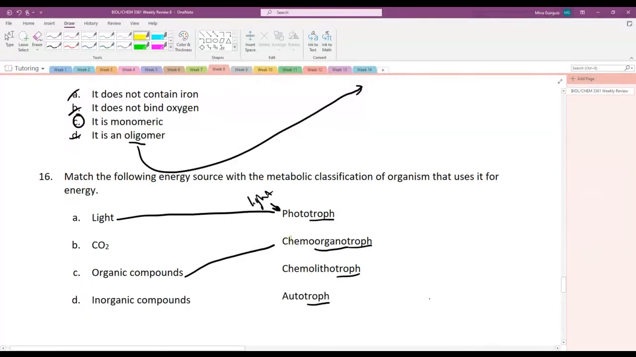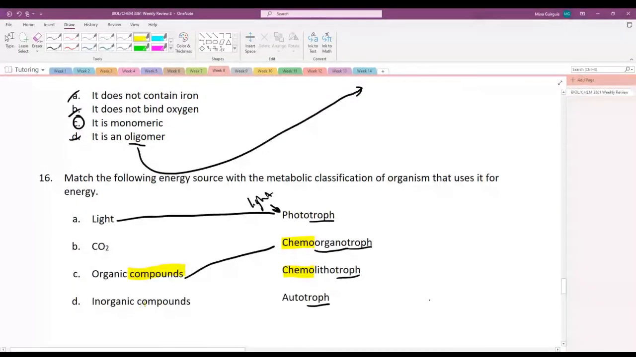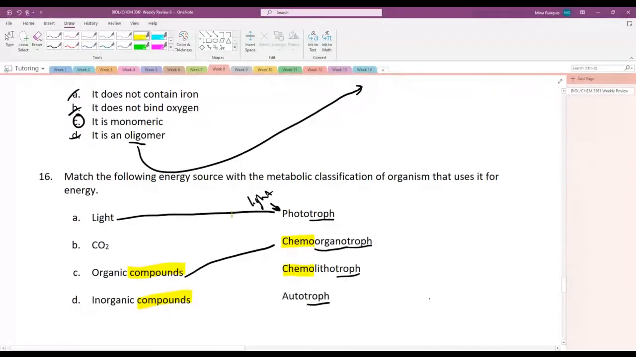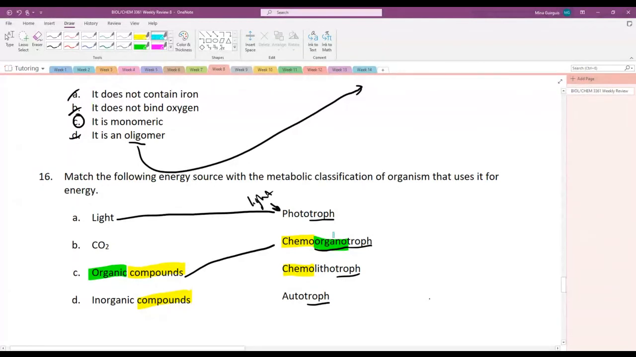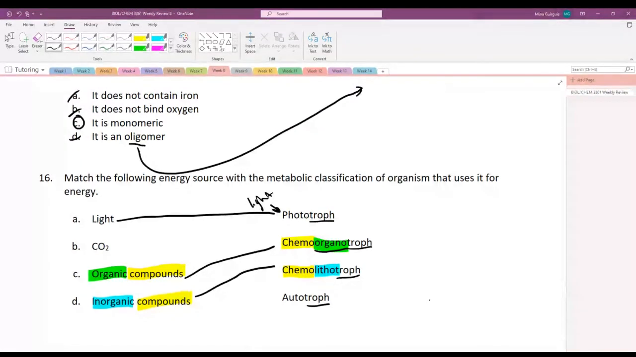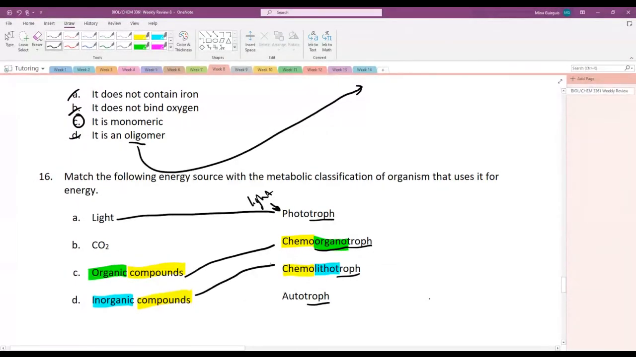So the big thing here is chemotrophs of any variety use chemicals, right? They use compounds that are present, and then an organotroph uses organic compounds, and a lithotroph, or a chemolithotroph, I should say, uses inorganic. Okay, and that word litho, in my mind, reminds me of lithium, right? And we've learned about organolithium, things like that. Lithium is just kind of inorganic as a blanket term.